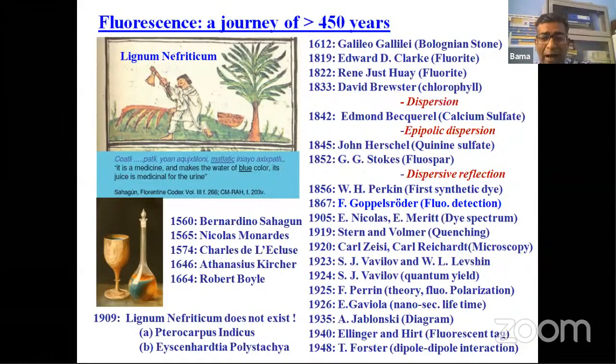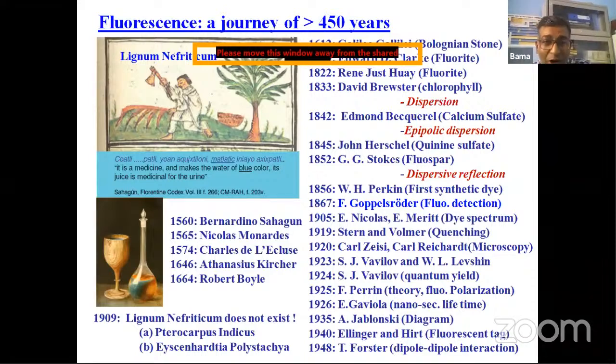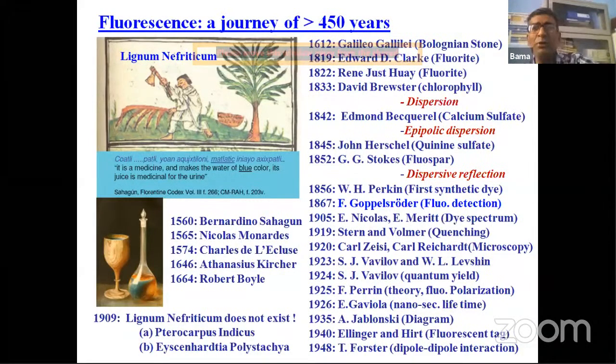But in the early 1900s, it was found that there exists no lignum nephriticum wood, basically. And Safford experimented with Pterocarpus indicus, what we call the snake tree in the Indian subcontinent, and the other one is the Mexican one, which was observed by Monardes. Anyway, those are these things.